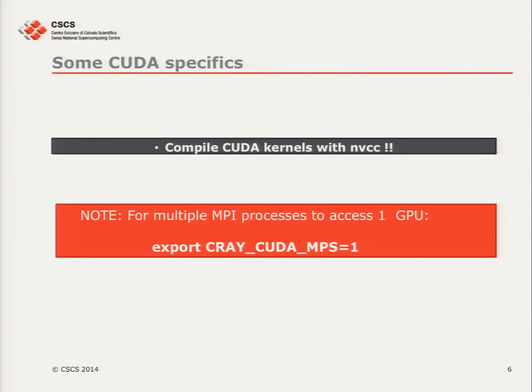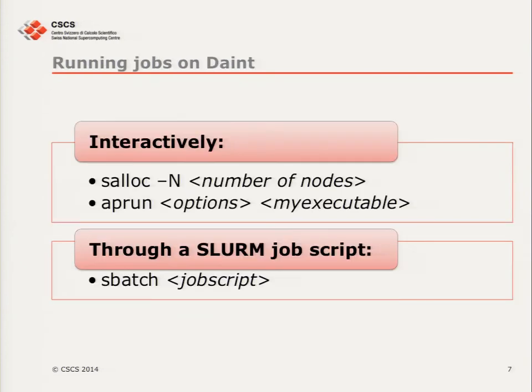If you want to use multiple MPI processes to access a single GPU, you need to export this variable, Cray CUDA MPS equals 1. The default is 0. This variable used to be called Cray CUDA proxy a few months ago. So if you use Cray CUDA proxy in your code, now it's renamed to CUDA MPS, and you need to set it to 1. So those were really simple examples of if you want to do this, you have to do that.